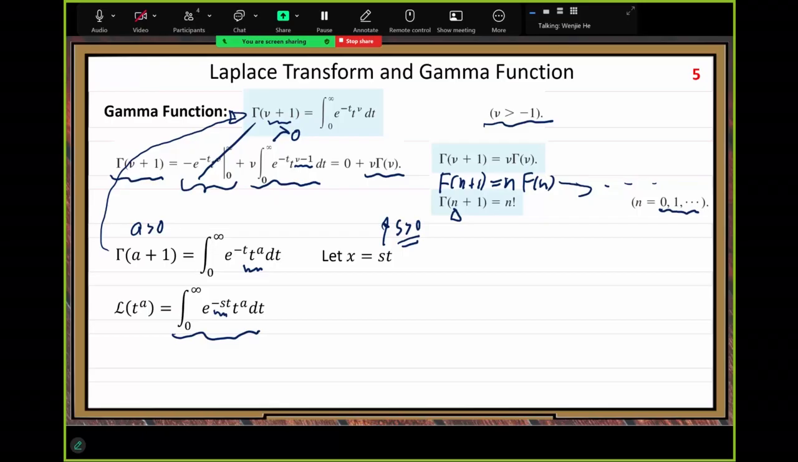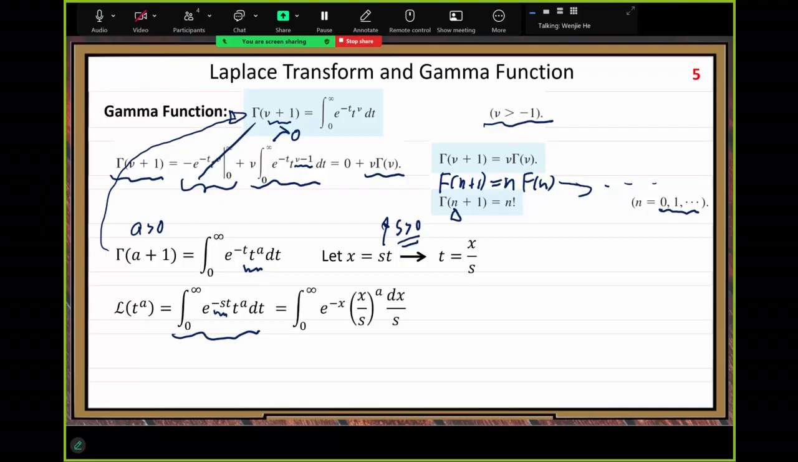So we use x to represent the product of s and t. Then t equals x over s. Here we treat s as a constant. x is a variable, t is a variable, but s is a positive constant. When we choose some s there, we never change that s. During the calculation of the integral, we never change that s value, so we treat it as a constant.